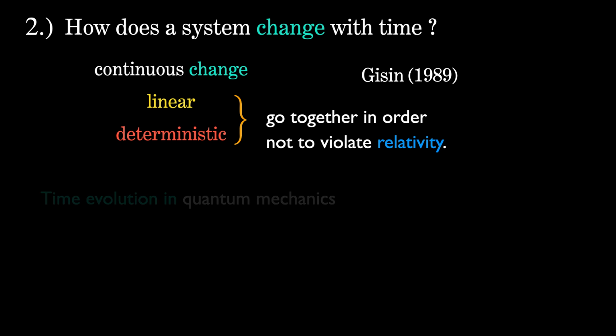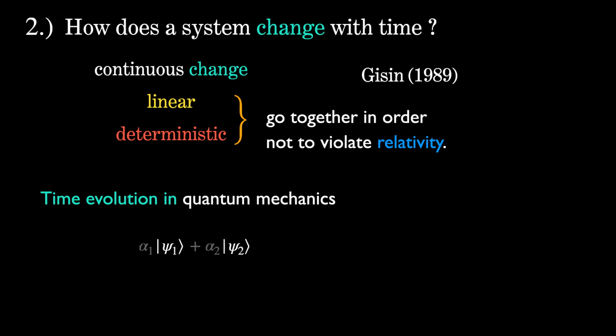Let's now discuss how quantum states evolve in time. A key feature about quantum states is that the superposition of any two states must give a third state.